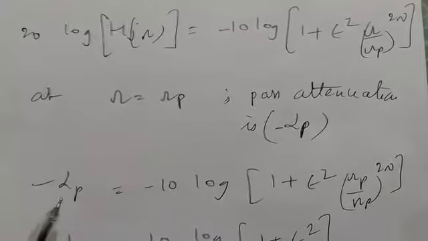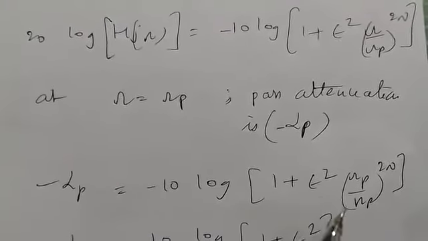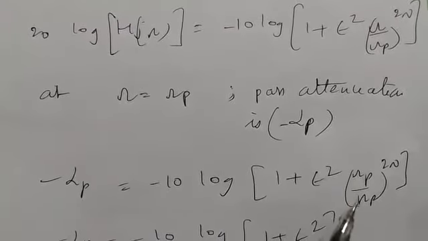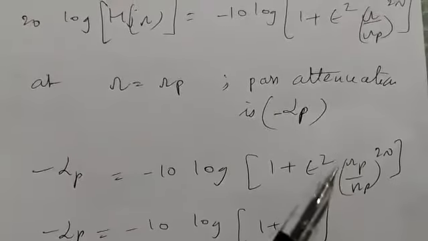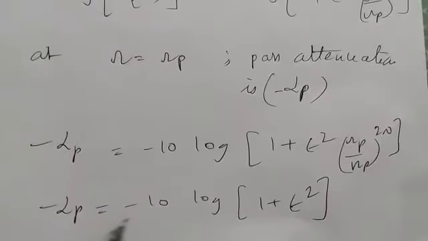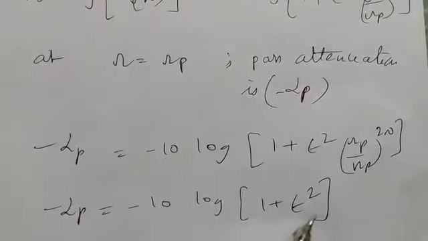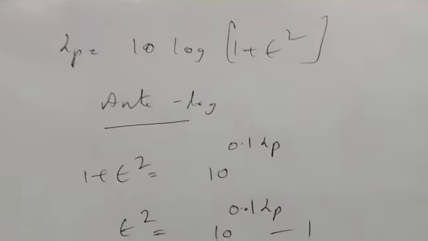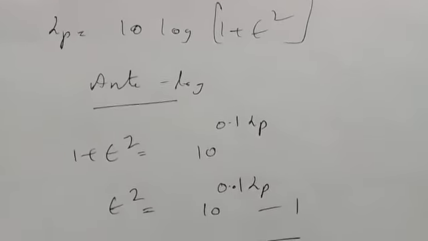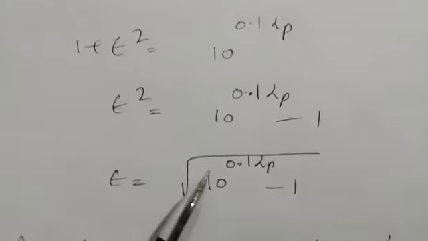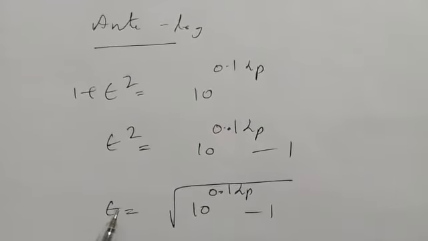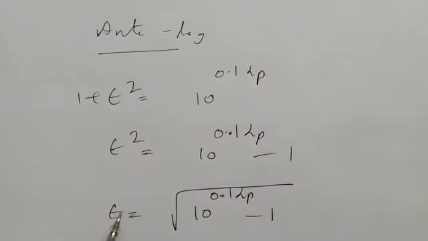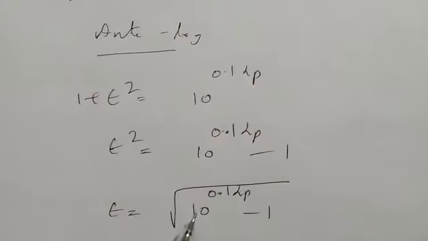So substitute: minus alpha p is equal to 10 log of 1 plus epsilon square (omega p by omega p) whole power 2n. These two get cancelled. This becomes minus alpha p is equal to minus 10 log of 1 plus epsilon square. So from this we can calculate the value of epsilon square. Very simple. Then apply anti-log. Thus finally we achieved epsilon, that constant value which has been introduced in the formula: epsilon is equal to root over 10 power 0.1 alpha p minus 1.